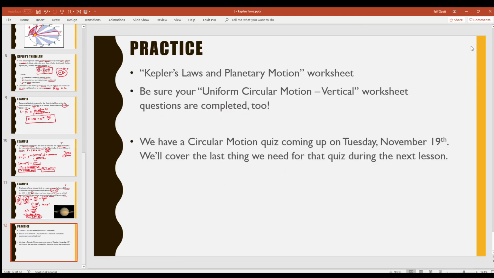Okay, so for the rest of the class, I want you working on the Kepler's Laws and planetary motion worksheet that we're going to hand out here. If you haven't already completed it, make sure that your uniform circular motion vertical worksheet questions are completed already. Now, just another reminder, we have a circular motion quiz coming up on Tuesday, November 19th. We're going to cover the very last thing we need for that quiz during our next lesson. So again, I would suggest keeping this slide paused for the rest of the class here so you can refer back to it. And as always, if you ever have any questions, ask either anyone around you or give me a shout.